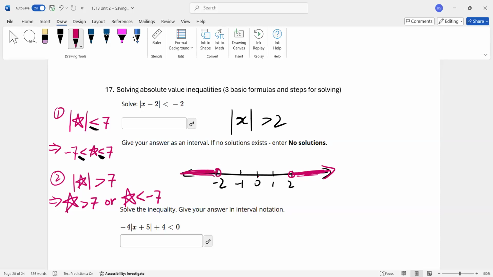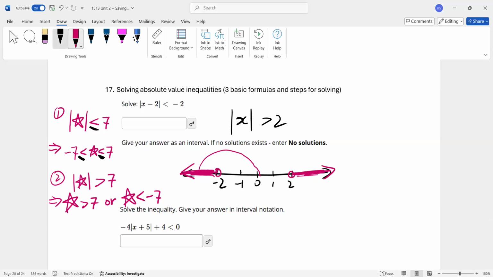Also, this part, those numbers less than -2, they have absolute values bigger than 2 because the distance from 0 is bigger than 2, right? Absolute value is just distance. Hope this helps you to understand the second formula. If you see something like absolute value of star is bigger than 7, right away translate that, get rid of the absolute value by writing the inequality as star bigger than 7 or star less than -7.